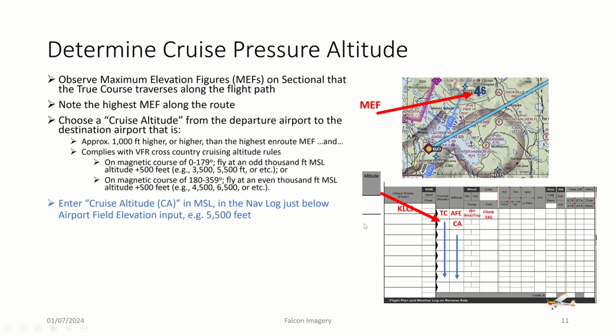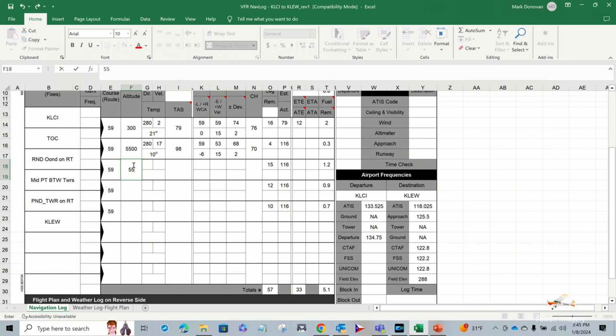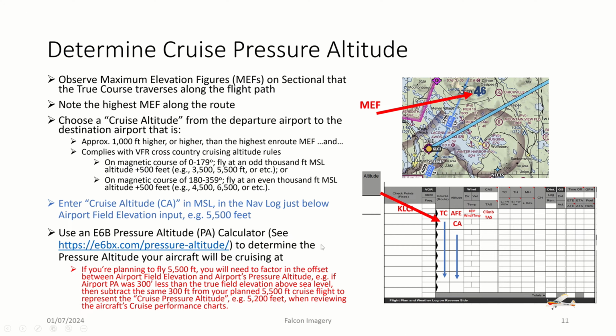Enter the cruise altitude in MSL feet in the nav log just below the airport field elevation. So we're going to cruise at 5,500 for this trip, and that's what we would put in here for our cruise altitude. Use the E6B pressure altitude calculator to determine the pressure altitude your aircraft will be cruising at. So if you're planning, for example, to fly at 5,500 feet MSL, you'll need to factor in the offset between the airport field elevation and the airport's pressure altitude.